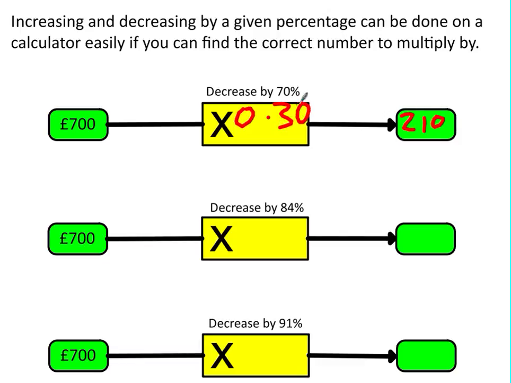By the way, I perhaps should, for your understanding's benefit, write 30 for 30%, but it's equivalent to 0.3. Decreasing by 84% is like timesing something by 0.16, because a decrease of 84% is like finding 16% of the original number, which is 112. And finally, a decrease of 91% will just leave us with 9%. So 0.09 would be our multiplier for this question, which would leave us with just 63 as our answer.